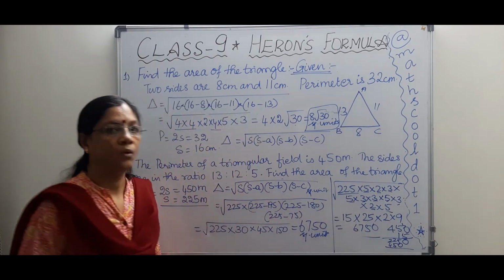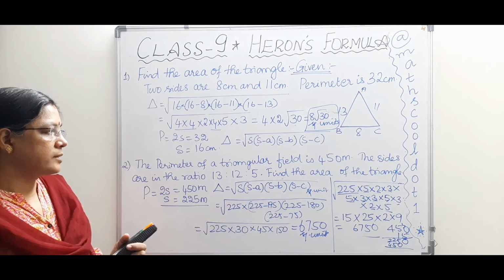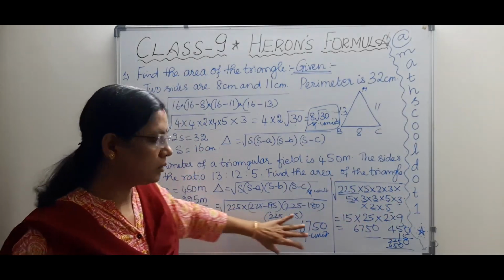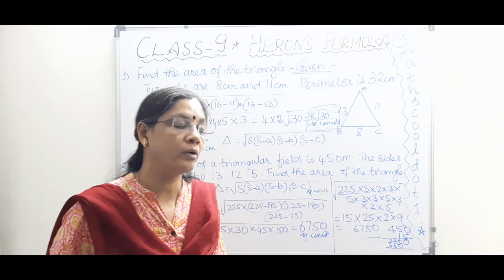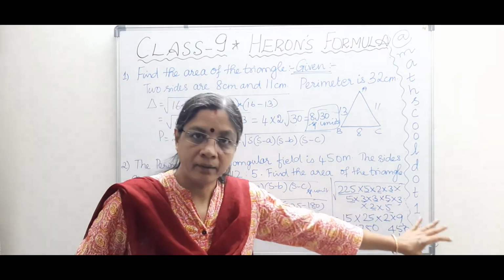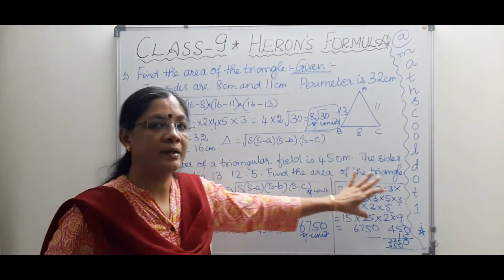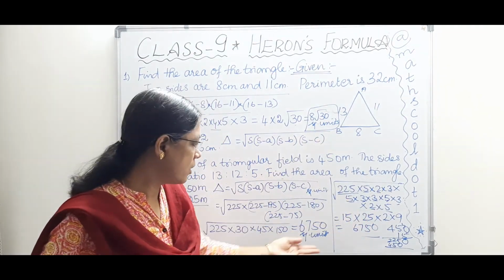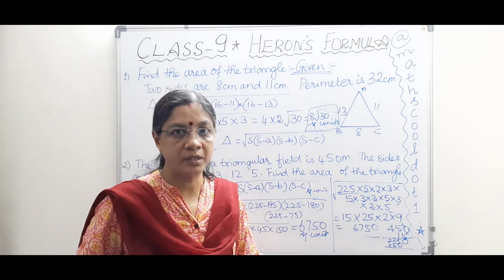So that is how we get the area of the triangle by expanding numbers inside the square root. We need not actually multiply all the numbers together and find the square root. It is sufficient if you expand each and every number. If you expand, it will be easier for you to find the square root. Okay, so that is how we find 6,750 square units.